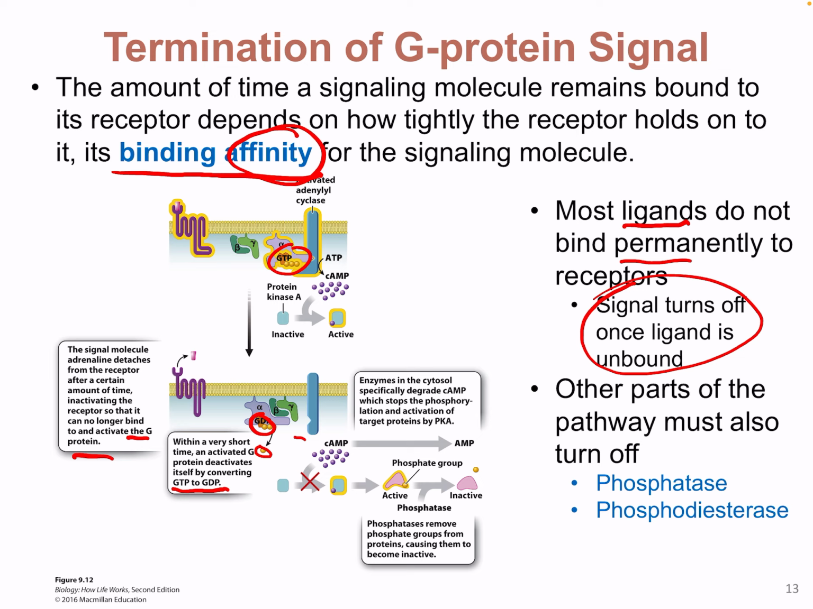An enzyme in the cytosol specifically degrades cyclic AMP, which stops phosphorylation, inactivation of the target proteins, protein kinase A. These phosphatases remove phosphate groups from proteins, causing them to become inactive. So here we see they come in, these phosphatases remove the attachment, and now it is inactive.